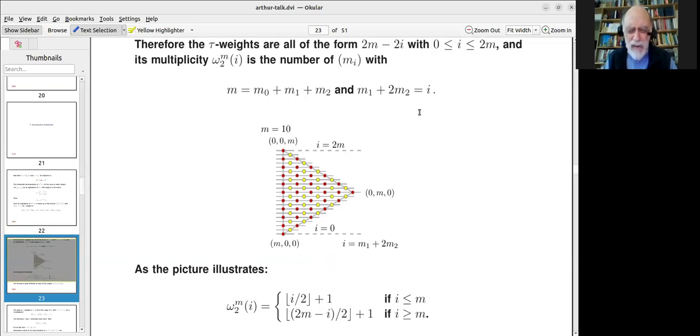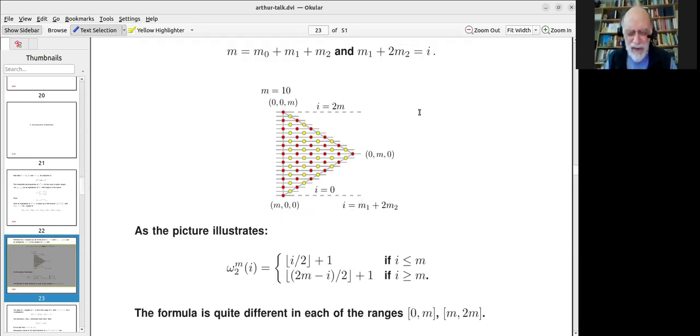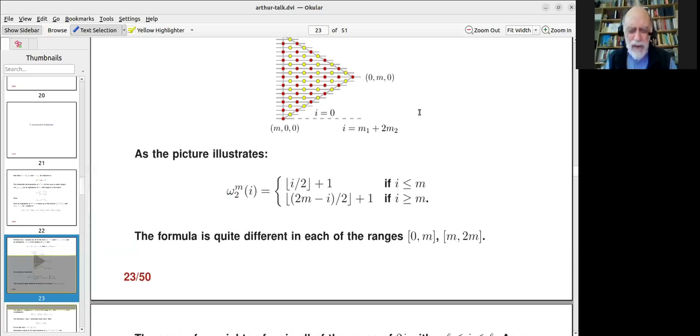And this is one of the reasons I don't make the normalization in the literature that other people do. You can draw a little picture and you can do your calculations. And you can see that the weight multiplicities are given by some funny, slightly odd formula: the floor, the integral part of I over 2 plus 1, or the integral part of (2M minus I) over 2 plus 1.